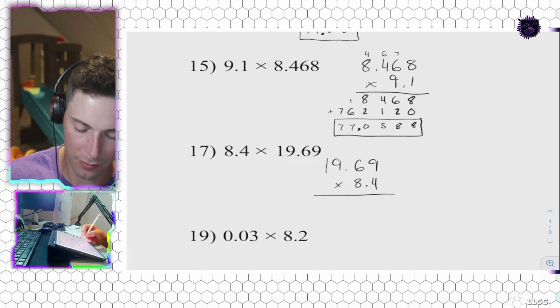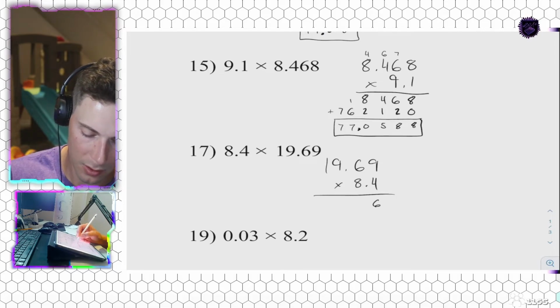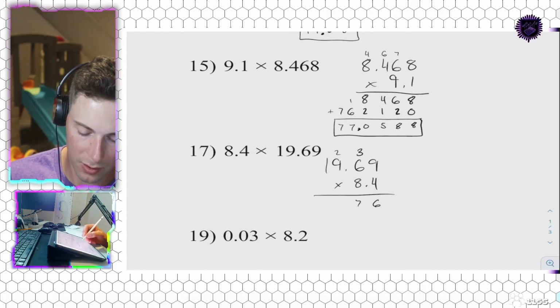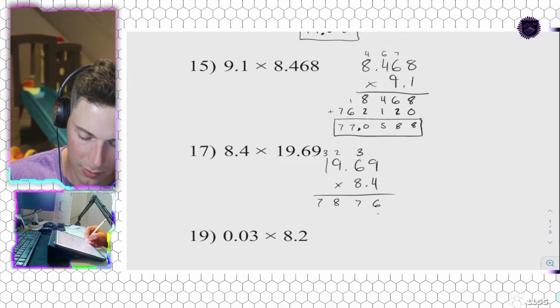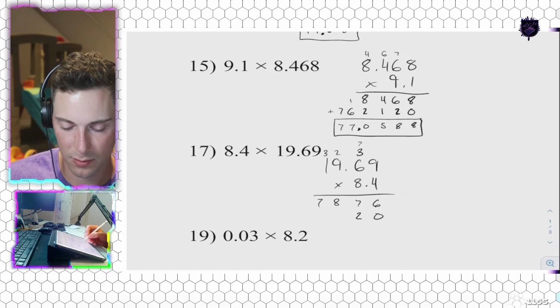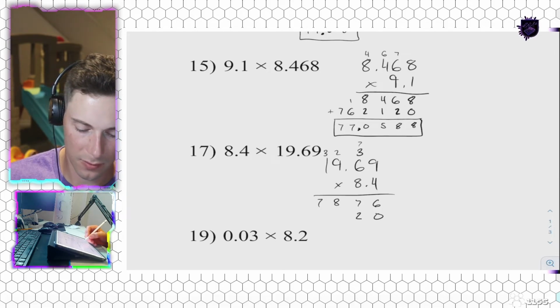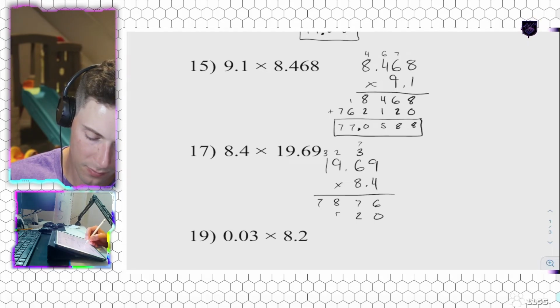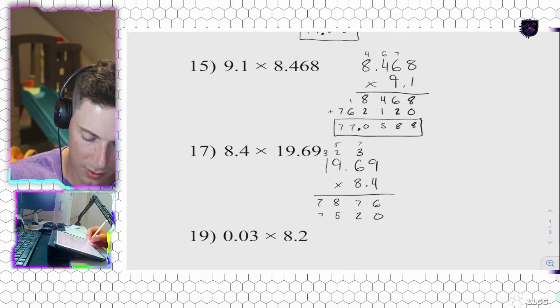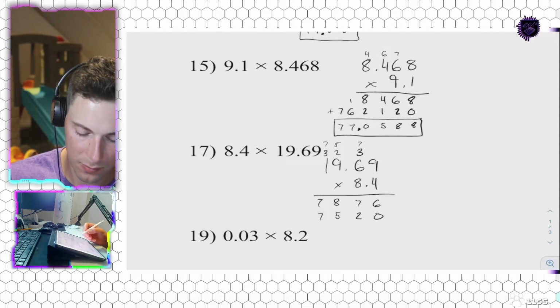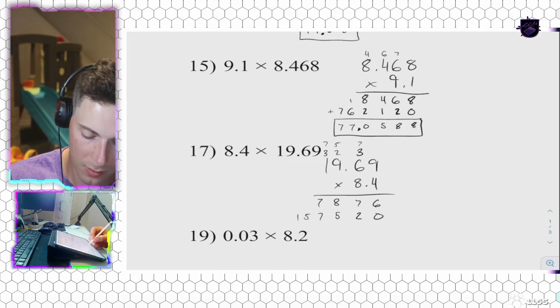9 times 4 is going to be 36, right? Write the 6, carry the 3. 4 times 6 is 24, plus 3 is 27, write the 7, carry the 2. Then 4 times 1 is 4, plus 2 is 6. Now the 0 placeholder. 8 times 9 is 72, carry the 7. 8 times 6 is 48, plus 7 is 55, write the 5, carry the 5. 8 times 9 is 72, plus 5 is 77, write the 7, carry the 7. 8 times 1 is 8, plus 7 is 15. Oh, these numbers are getting big here.